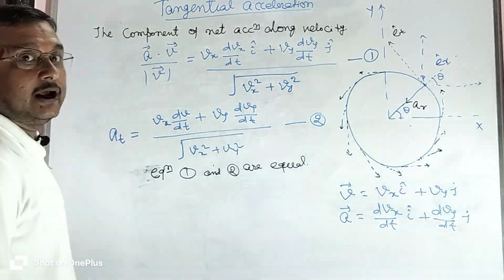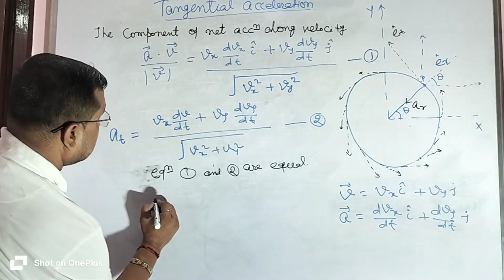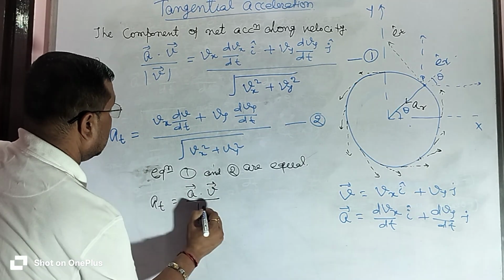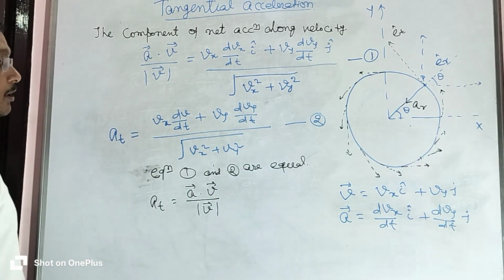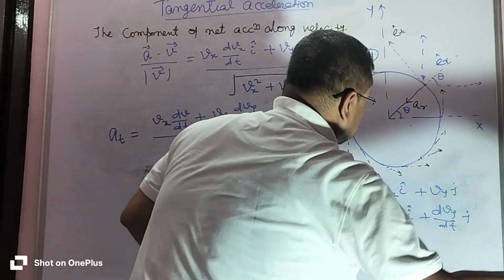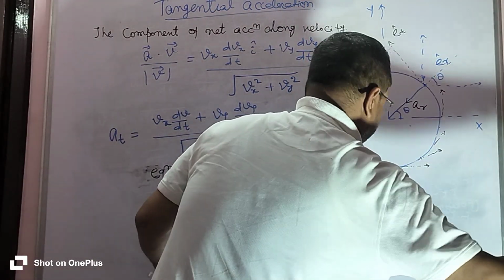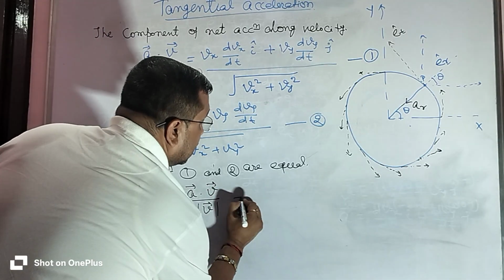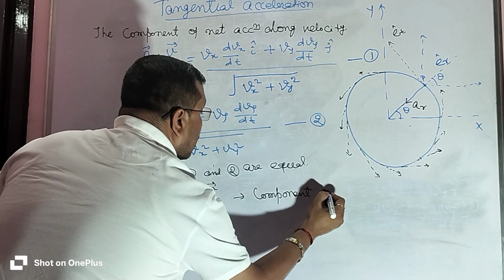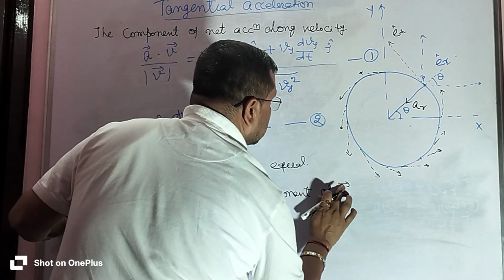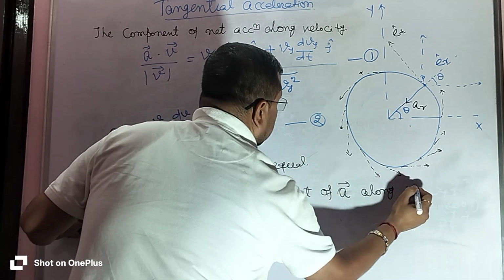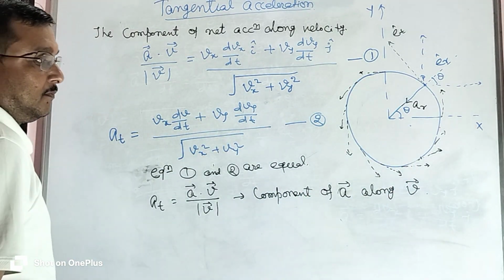Both are equal to each other. It means At is nothing but A dot V by mod of V, which means the component of A along V. Remove these things and write down: this means the component of A along V. And it is proved.